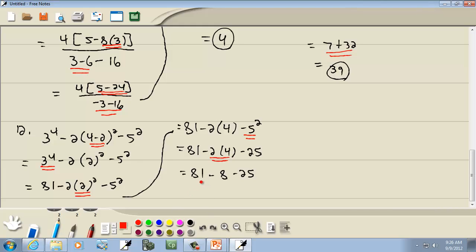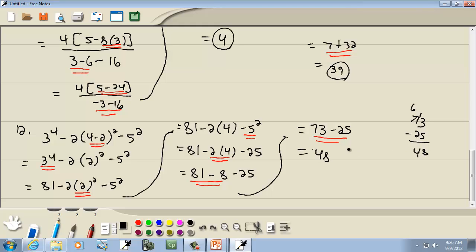No more multiplication, division, so Aunt Sally. 81 minus 8. What's that, 73? And then last, the Aunt Sally part, addition, subtraction. 73 minus 25. It's too early in the morning to add numbers, and I don't see my calculator anywhere handy. 73 minus 25 is 48. Yeah, 48. And that's our answer.